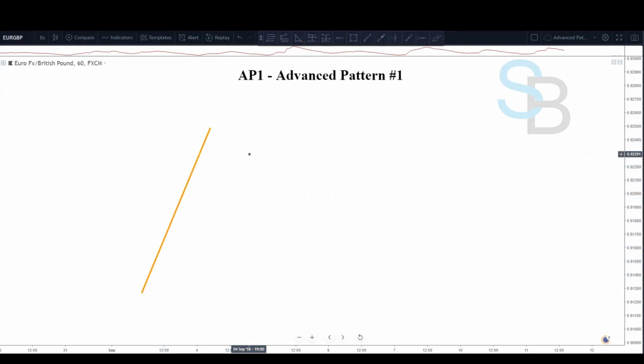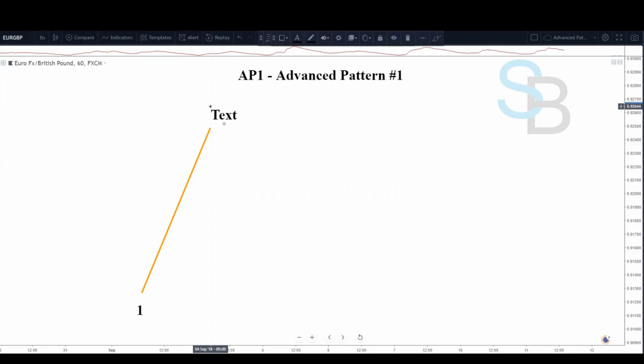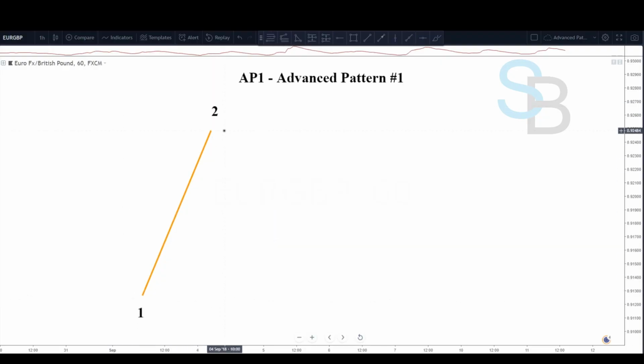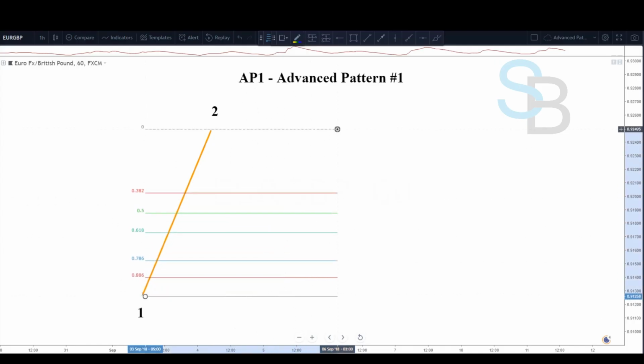As I said, we have 5 points to this pattern. The first point we have, we're going to label as point 1. The second point we have is point 2. And this 1 to 2 move is going to be known as our impulsive move. On this impulsive move, we're going to take a Fibonacci retracement from the swing low of 1 up to the swing high of 2.